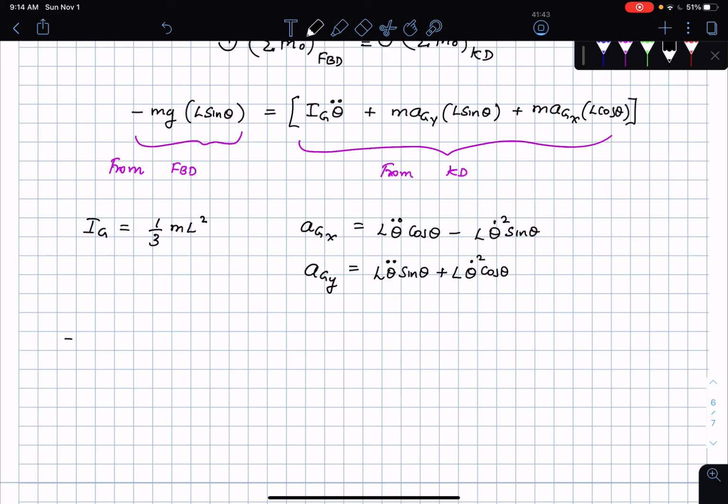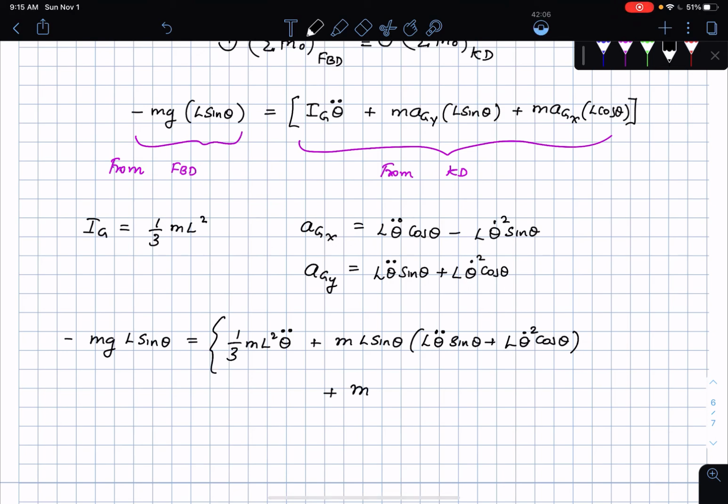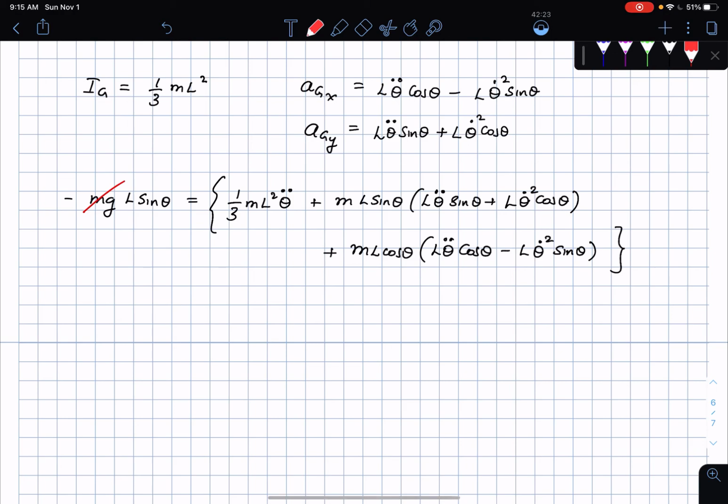Then start doing the substitutions. So minus M G L sine theta is equal to 1/3 M L squared theta double dot, and then M times L sine theta times AGY, which is L theta double dot sine theta plus L theta dot squared cos theta. And then I'm going to have M times L cos theta times AGX, which is L theta double dot cos theta minus L theta dot squared sine theta. Then do the simplification. The mass cancels off everywhere. One of the lengths can cancel off too. The length is gone, the length is gone.